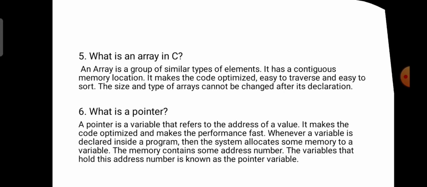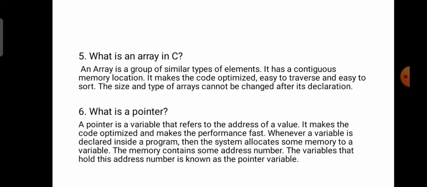Moving to our next question, what is an array in C? Basically, an array is a group of similar type of elements. It has continuous memory locations. It makes the code optimized, easy to traverse and easy to sort. The size and type of an array cannot be changed after its declaration.